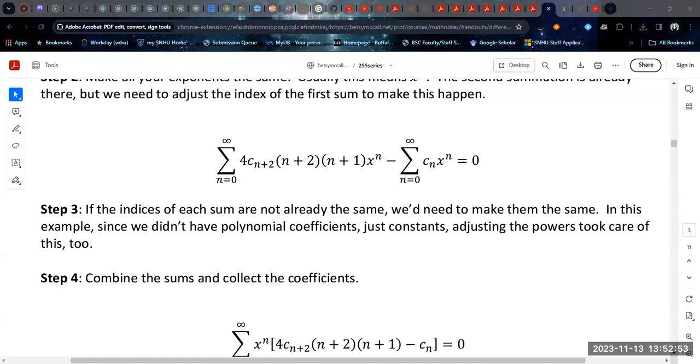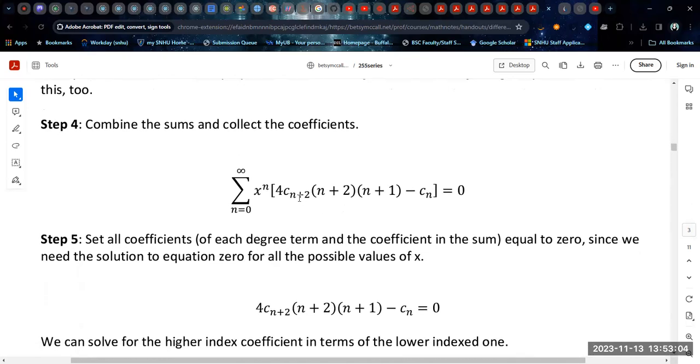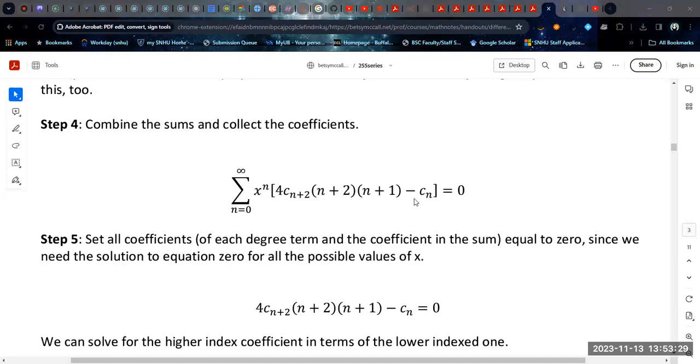And then finally, because these are now all x to the n's and our indices start at the same value, we can rewrite this as a single summation and combine the coefficients together inside that single sum. So we've combined them into a single sum and we've factored out the x to the n. Now it's still inside the sum, but we've collected the coefficients from the two summations in one expression. And in order for this expression to be 0 all the time, for any value of x, it's these coefficients that have to be equivalent to 0.